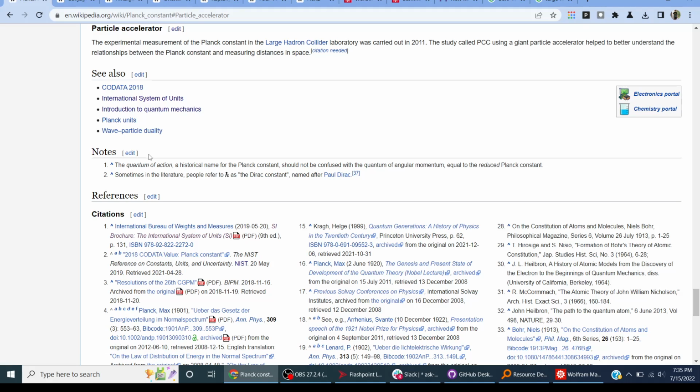Note, the quantum of action, a historical name for the Planck constant, should not be confused with the quantum of angular momentum equal to the reduced Planck constant. Sometimes in literature, people refer to h bar as the Dirac constant, named after Paul Dirac. Okay, we're almost done. I'm just going to go to the top and read these values.